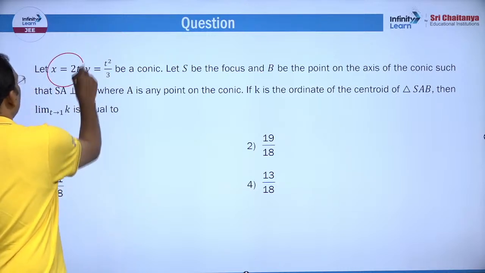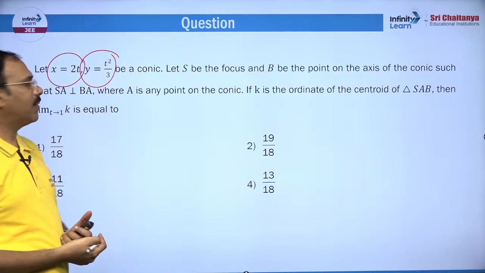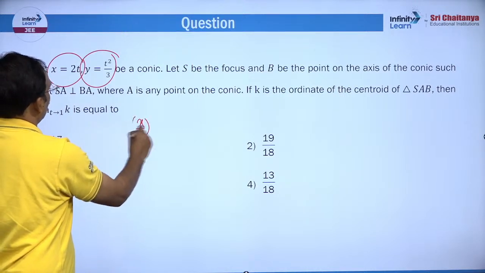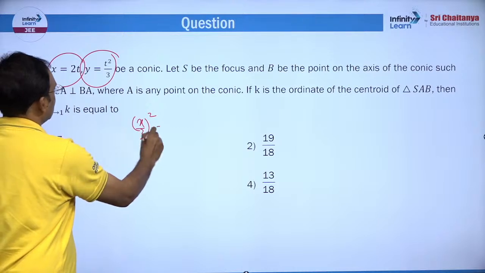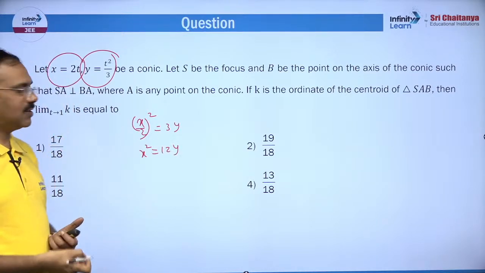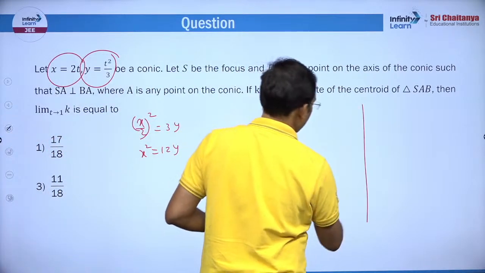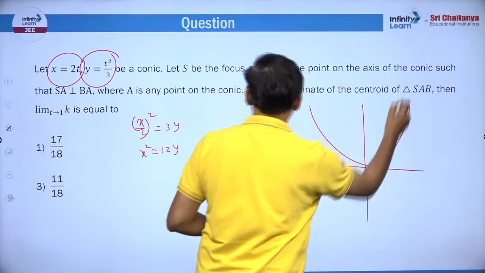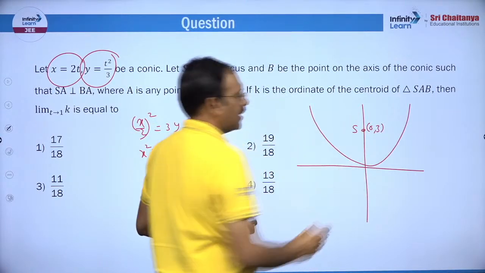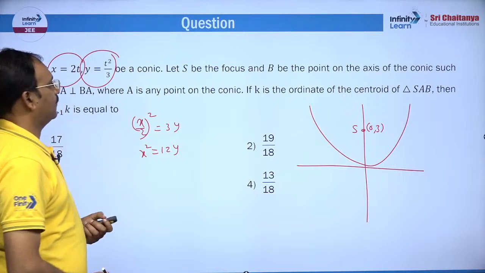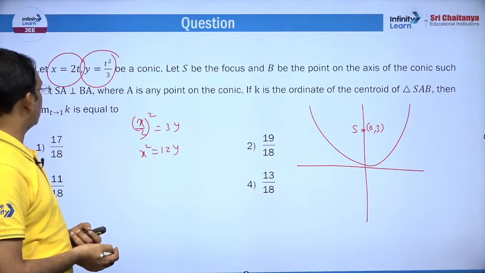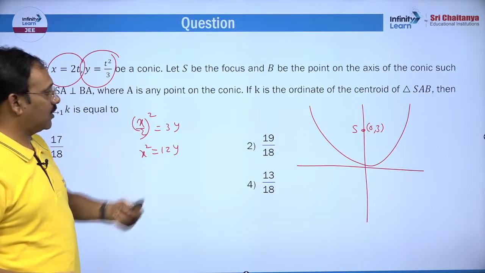x is equal to 2t, y is equal to t square by 3. Do you remember? It is a conic. Undoubtedly, you can write (x by 2) whole square is equal to t square, which is 3y. So x square is equal to 12y is the parabola, friends. So this will be an upward parabola, it will be like this. Okay. So its focus is going to be (0,3), he called it S. Okay. Now, B is a point on the axis of the conic such that SA is perpendicular to BA, where A is any point on the conic.